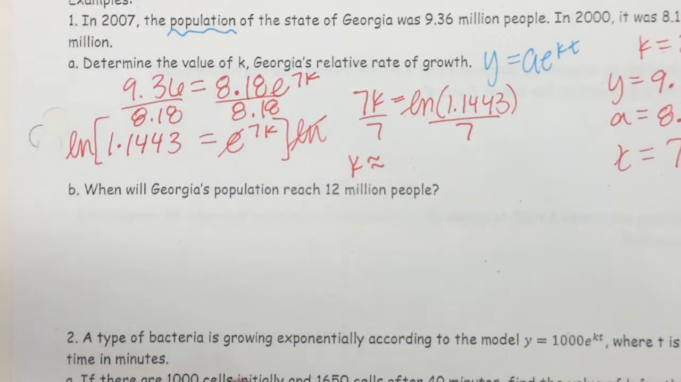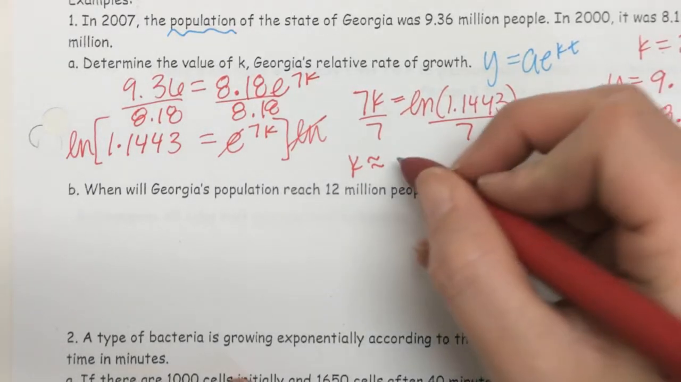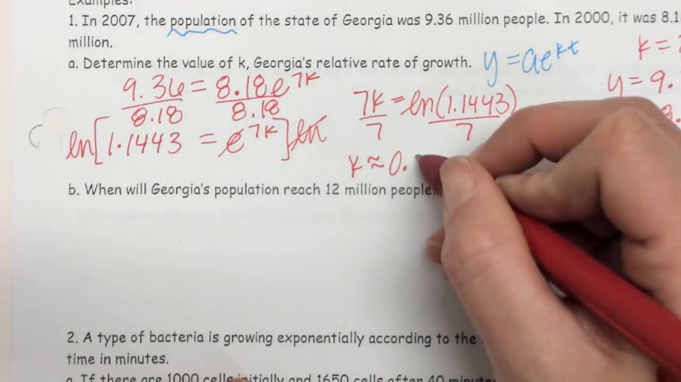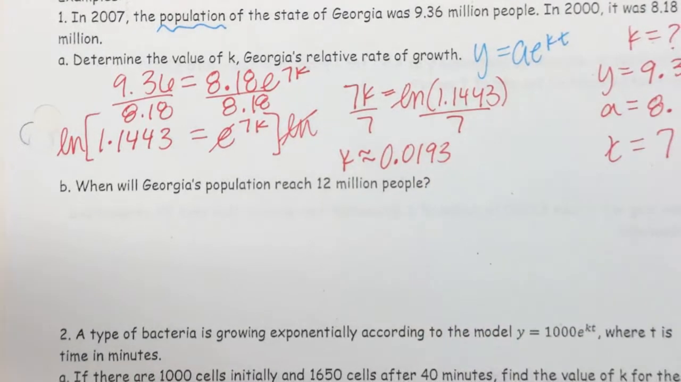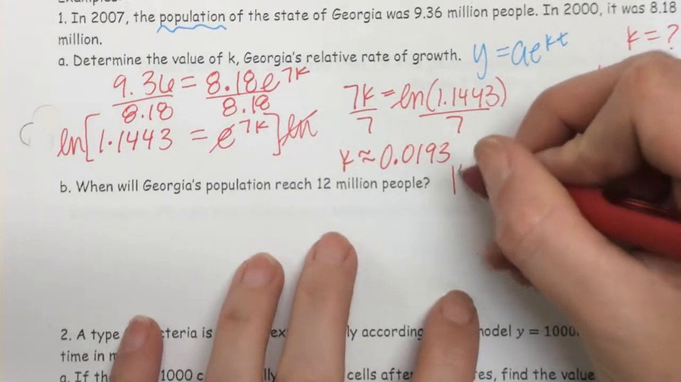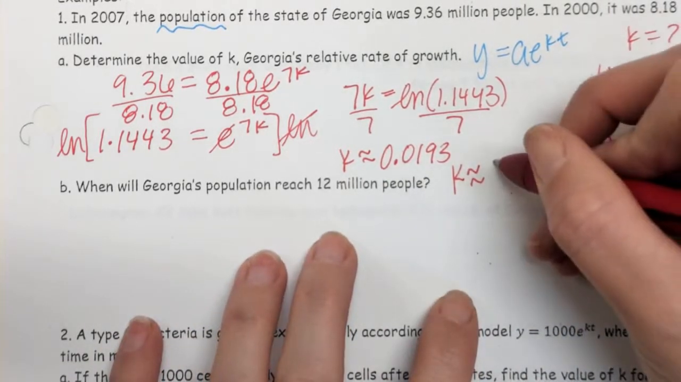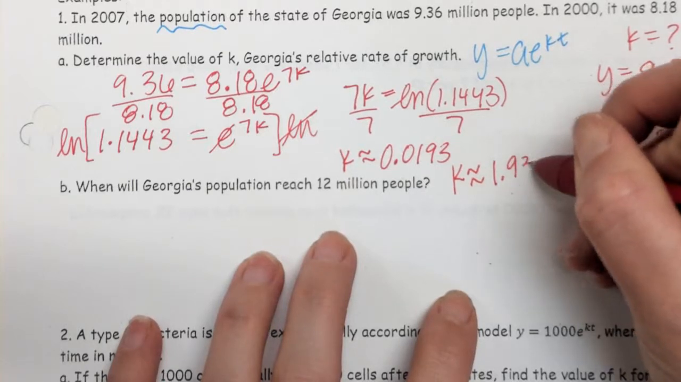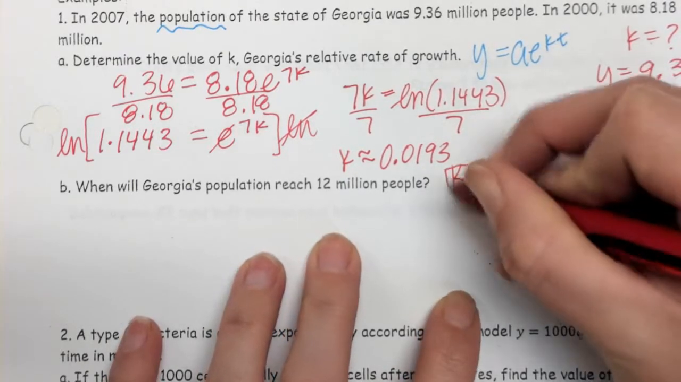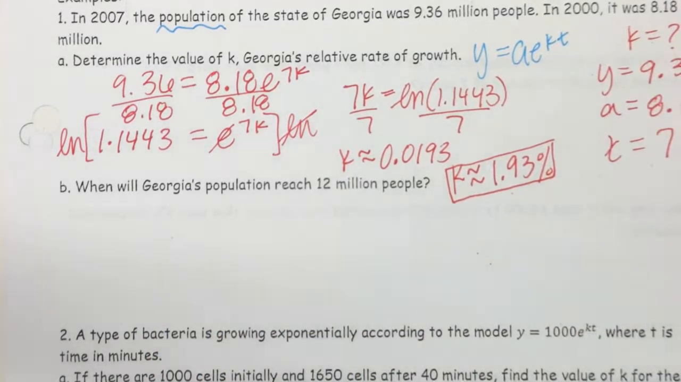All right, Abigail, what'd you get? 0.0193. All right, this K is a decimal, right? We want our answer in what? Percent. So what is K? 1.93%. Perfect. Yeah, if you didn't get this, let me know so I can come check your calculator.